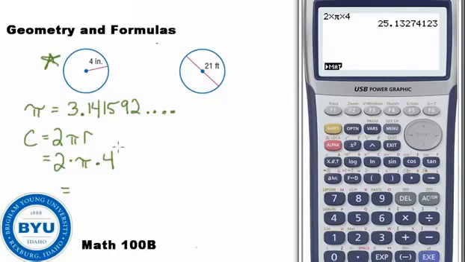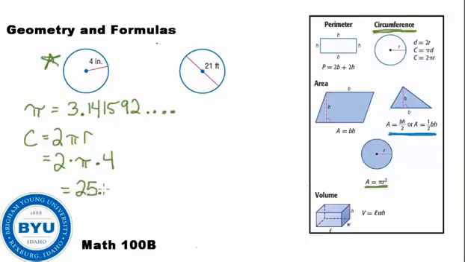I push the enter button and I find out that it's 25.1327, and it keeps going. We'll go ahead and round it to the nearest hundredth, which is 25.13. The units here would be inches because we're doing circumference.